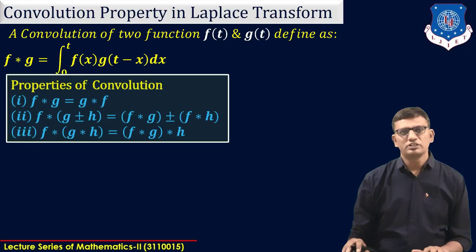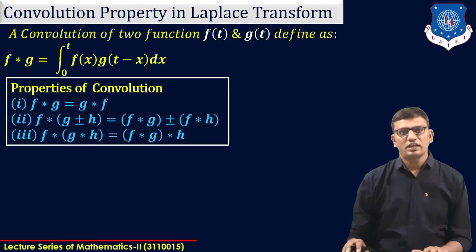These are some properties of the convolution operation. f star g equals g star f, which means convolution is commutative. f star (g plus or minus h) can be written as f star g plus or minus f star h, which is the distributive property. f star (g star h) equals (f star g) star h, which is the associative property of convolution.